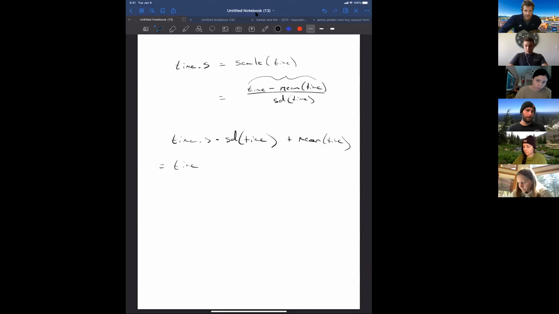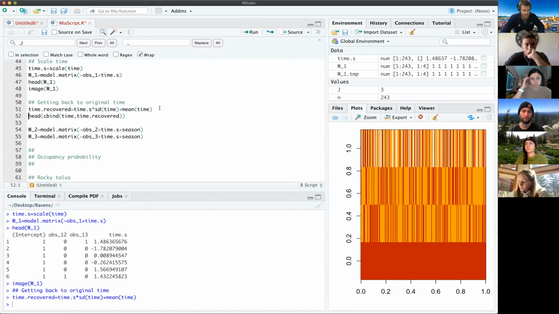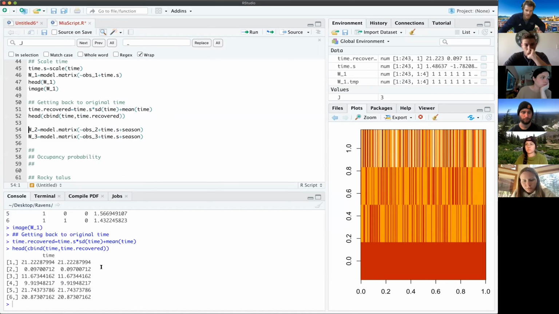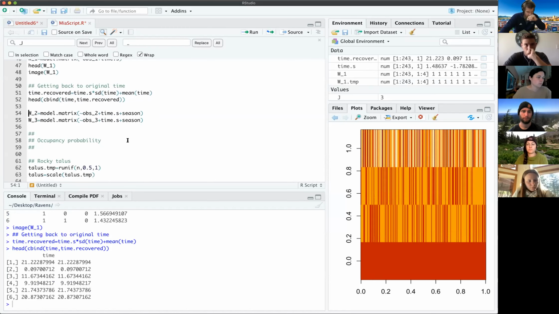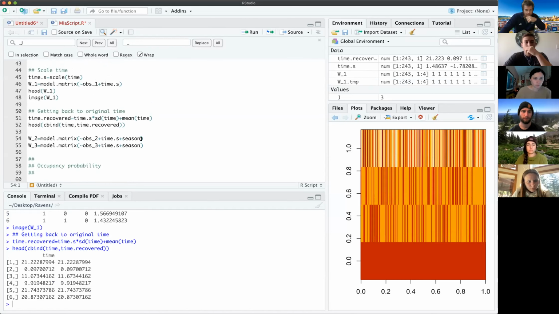So I have that in R. Here, we take our scaled time, multiply it by the standard deviation of our original time, and then add the mean to it. If we try to recover our original time, we can look at the time we simulated right away, compare that to the recovered time, and see if they're the same, and they are. So we can get back to our original time from our scaled time. Okay.